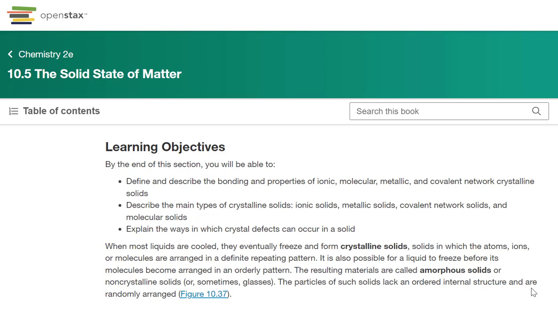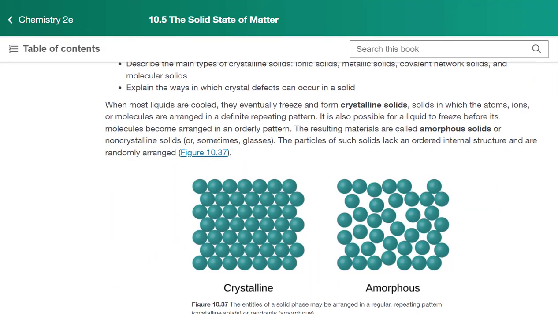When we have a solid state, most of the time we will have something called a crystalline solid. In a crystalline solid, we have a regular repeating arrangement of the molecules, atoms, or ions that make up that solid. Sometimes it's possible to get a non-crystalline solid. We would call it an amorphous solid. Things like a glass are examples of amorphous solids. And we're showing a picture here showing the distinction between crystalline and amorphous.